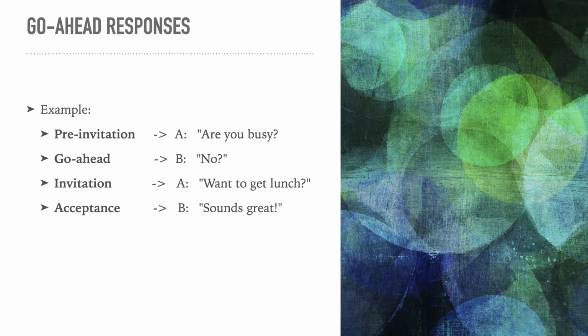You can see here, A uses the pre-invitation to see if the conditions are met. If B is busy, A might not invite. But since B is not busy, A goes ahead with the invitation. No rejection, and the invitation is made. Now, not all responses are go-ahead responses.